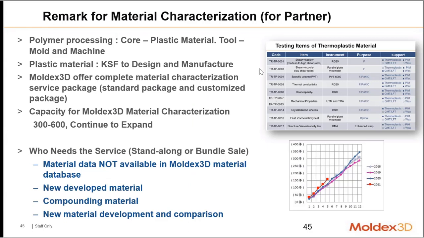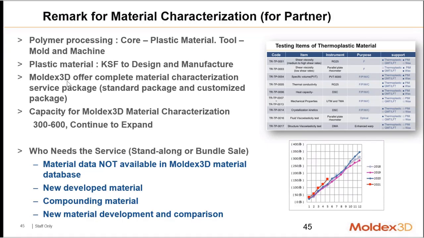Okay, so here is a short remark on material characterization. First, polymer processing is centered on plastic material because it is our objective for the molding. Mold and machine are just tools. So getting a key understanding of the plastic material is the key success factor for design and manufacturing.